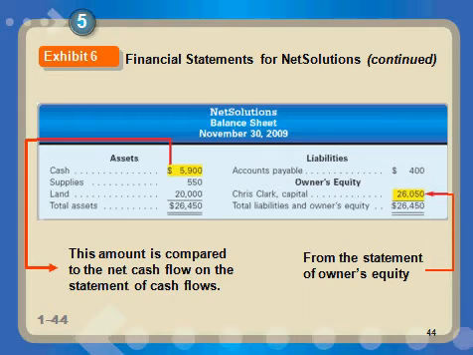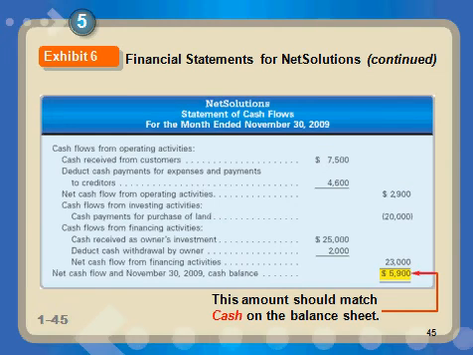So we have accounts payable $400, and then from our statement of owner's equity we had Chris Clark ending capital $26,050. We add that to the $400 and we get a total of $26,450. And so our left side is equal to our right side. We're in balance, and all is good with the world. Our next statement, and last statement, is a statement of cash flows.